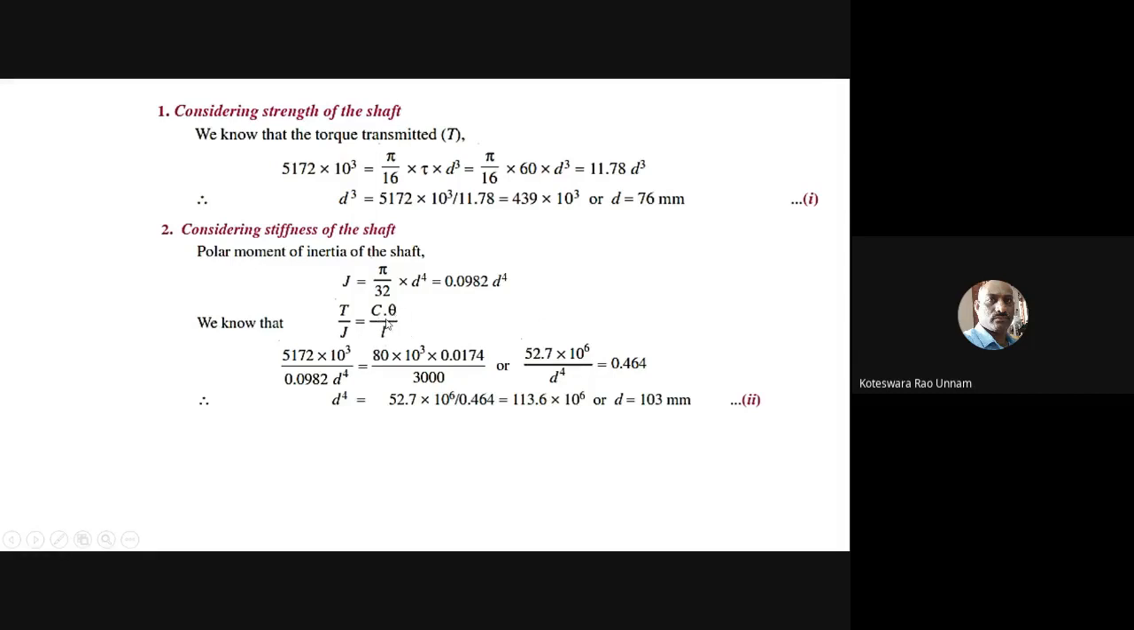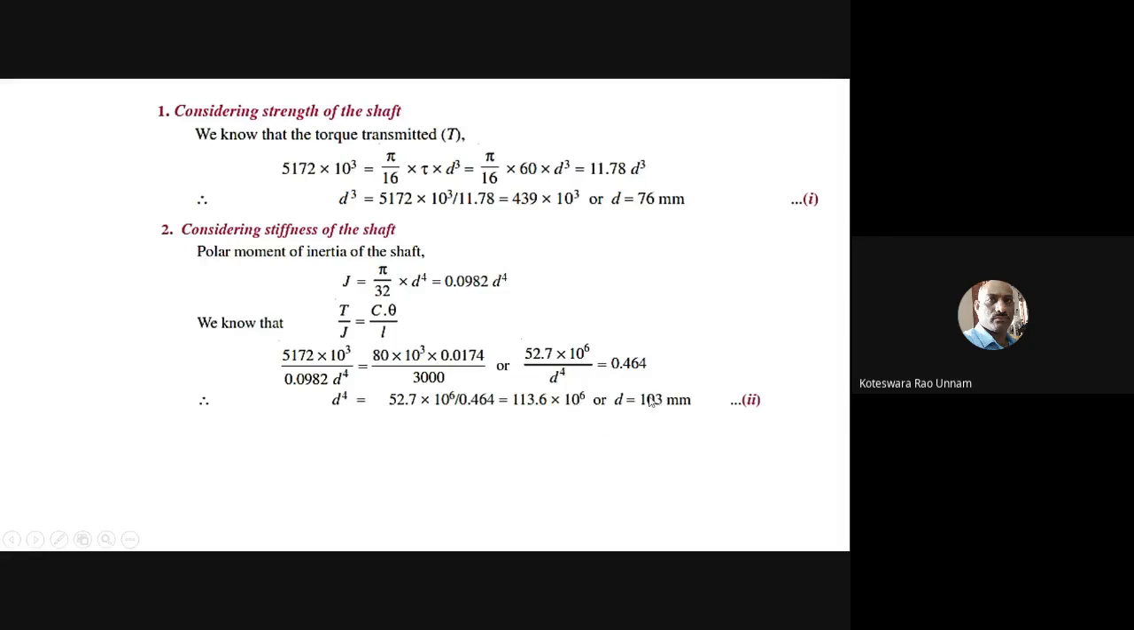How can we say that here? See here, this is theta and this is J. So these two you need to relate. If d decreases, what happens to theta? You need to see that. So here, if d decreases, theta will increase. From this relation you can see that theta and J are inversely proportional. That means if diameter decreases, J will decrease. If J decreases, theta will increase. So if the diameter comes below 103, the angle of twist will go on increasing beyond 1 degree. So I cannot choose a diameter less than 103 mm. That is the main reason.